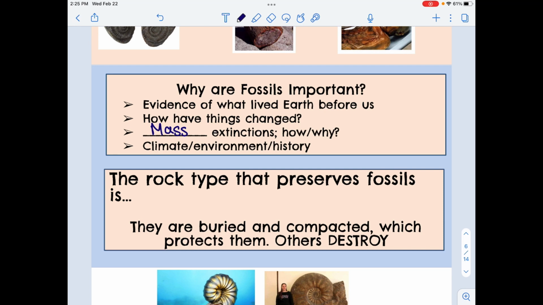Now, the rock type that preserves fossils is, can you take a guess? Is it metamorphic, igneous, or sedimentary? Yes, it is sedimentary. Okay, because with sedimentary rocks, the sediments bury and compact them and protect the living things. The other rock types destroy them. Extreme heat and pressure or melting, those types of things would destroy any sort of remains of a once living thing.